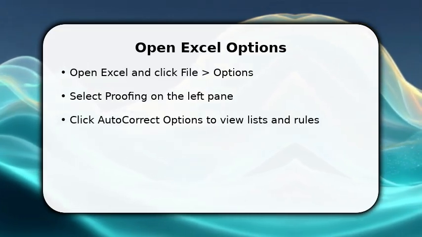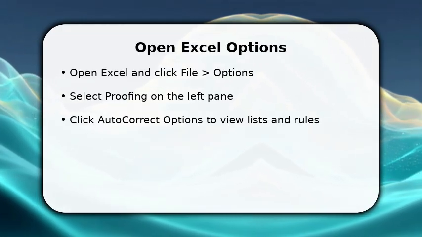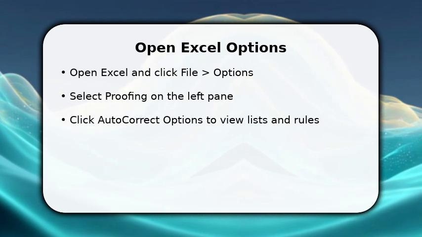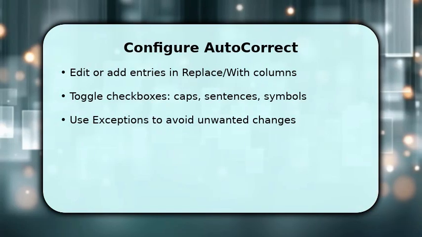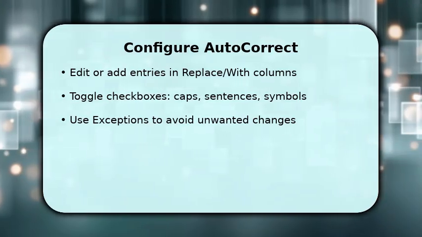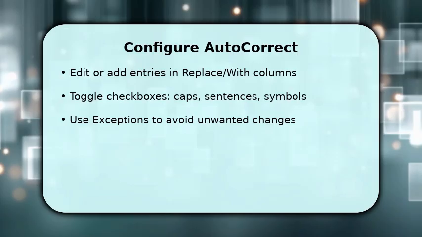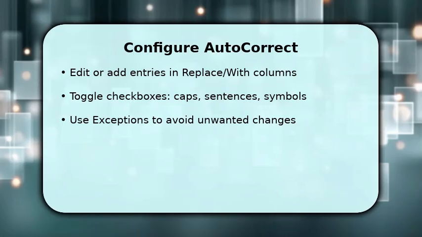Make sure to skim the boxes like capitalize first letter and replace text as you type, so you know what will change automatically before making edits. Now you'll modify behavior by editing the Replace/With table. Click a row to change an existing shortcut, or type a short phrase and the replacement in the With box, and hit Add. This creates quick fixes you'll use daily.